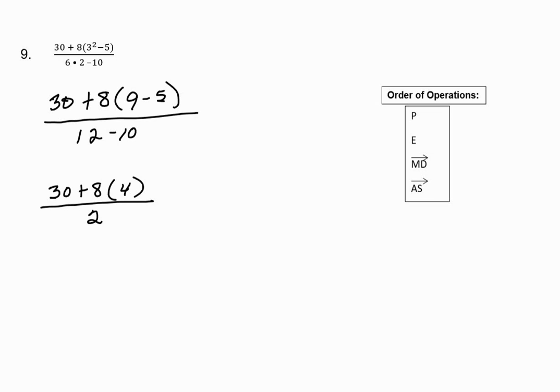Now I need to work on the multiplication up here in the numerator. So I'm going to have 30 plus 32. And that's going to give me 62. And then 62 divided by 2 is 31.